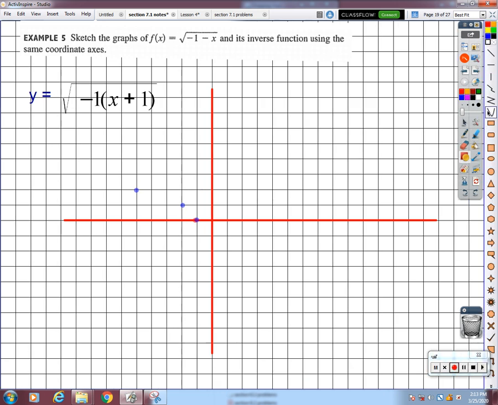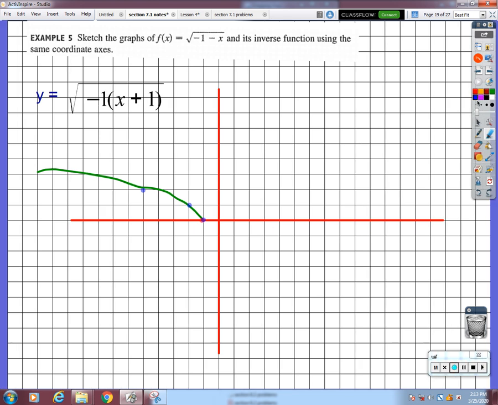Let me see if I can use my new tool and try to draw better. I don't know, not so great. Whoops. Okay, so there's the original graph, f of x. Now I'm going to graph the inverse. And that's really easy because I have done most of the work already.